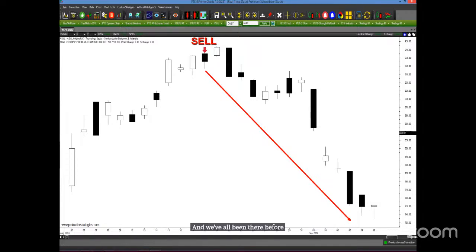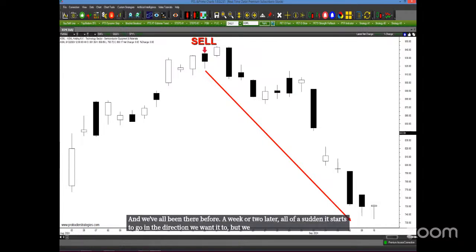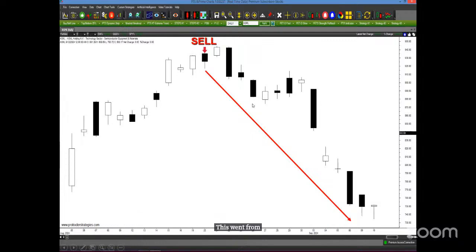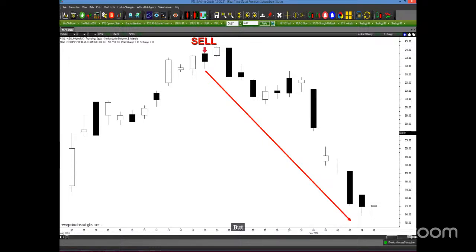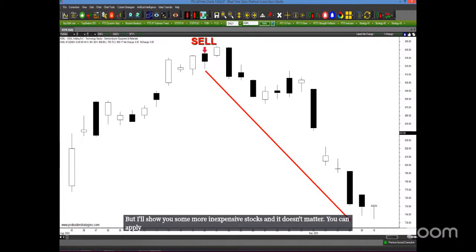A week or two later, all of a sudden it starts to go in the direction we wanted to, but we couldn't stand the pain. We couldn't sleep at night knowing that we were losing that much money. It's far better to wait for the PTR to generate a trend reversal signal. Now, this went from roughly $920 all the way down to nearly $200 lower in a couple of weeks. Now, I know this is an expensive stock, but I'll show you some more inexpensive stocks, and it doesn't matter. You can apply this to a 5-minute time frame. You can apply this to a $20 stock. It makes no difference.